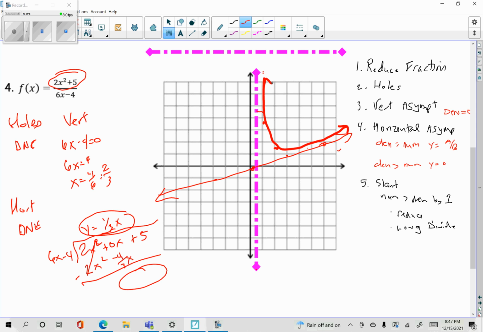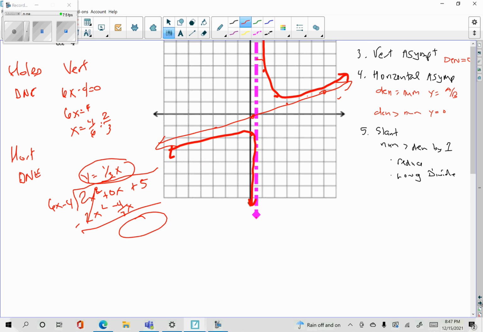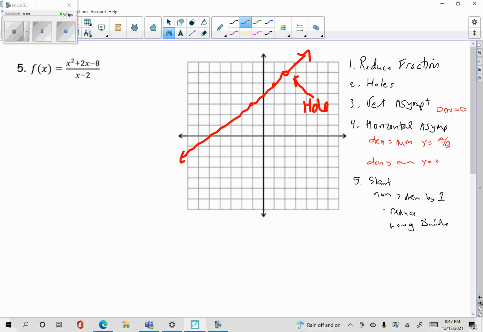And again, I just graphed it. And the other one is going to look something like that. All right. And this last one. So there's our graph.